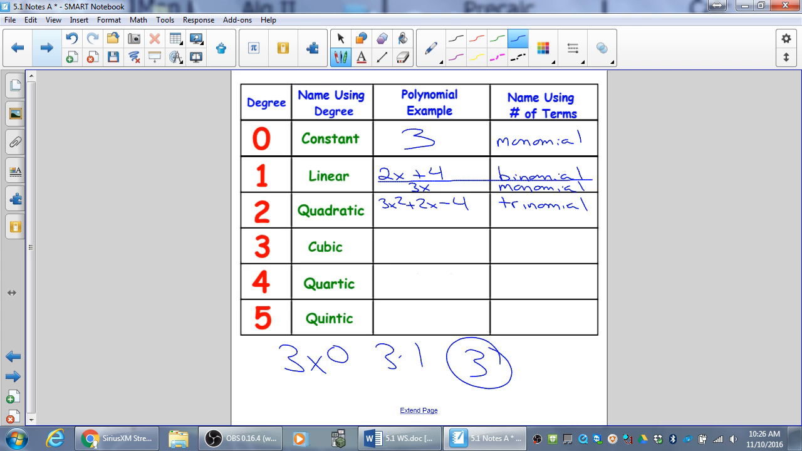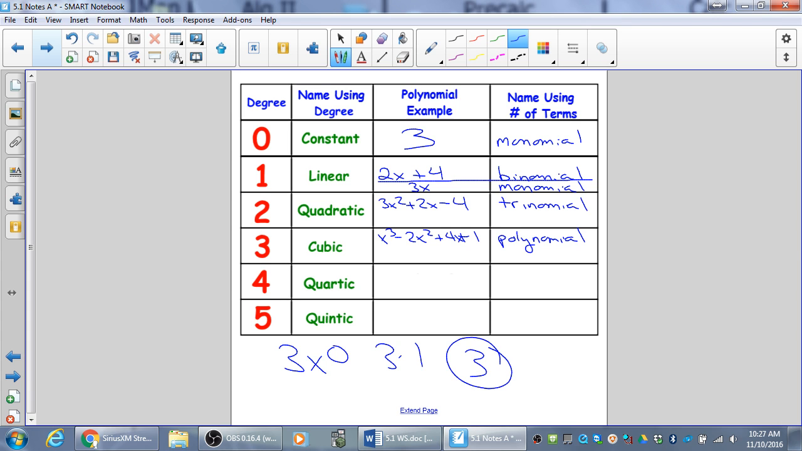3 terms, tricycle, has 3 wheels, right? So trinomial. A cubic, that's a power of 3. We could have x to the 3rd minus 2x squared plus 4x plus 1, something like that. Now if you have 4 terms, anything over 3 is just a polynomial. Poly meaning many. After 3, we just say, all right, there's lots of them.